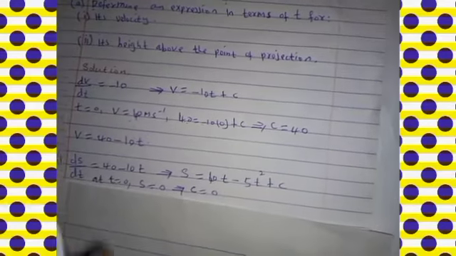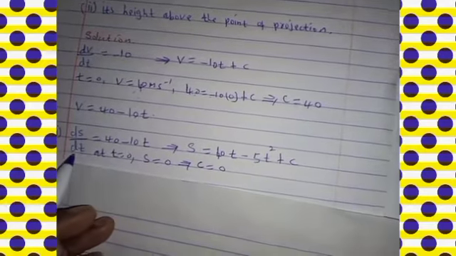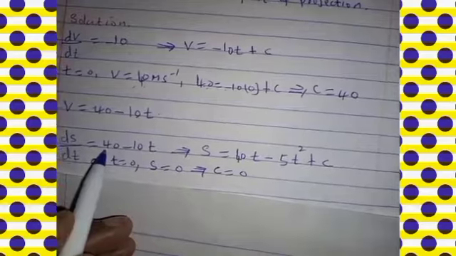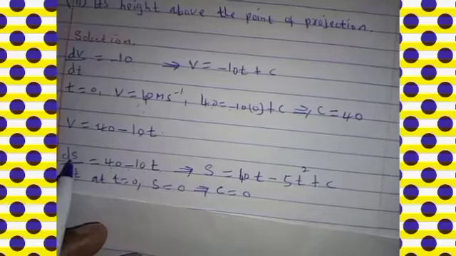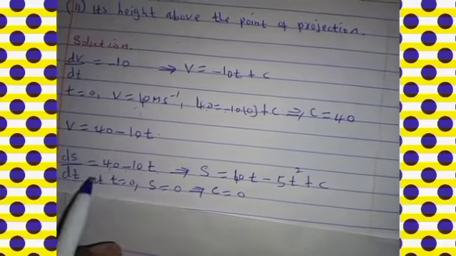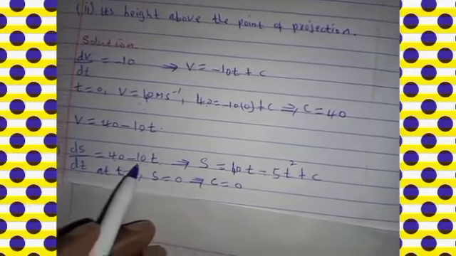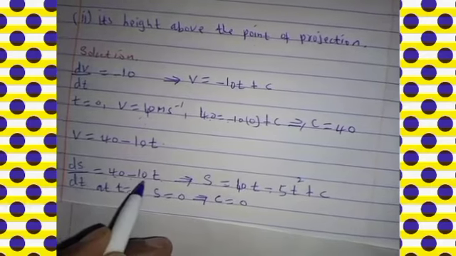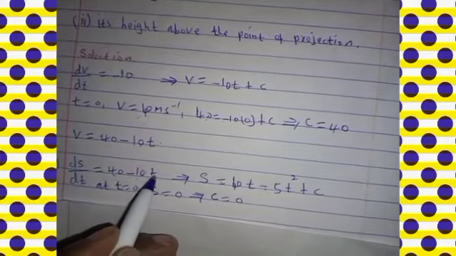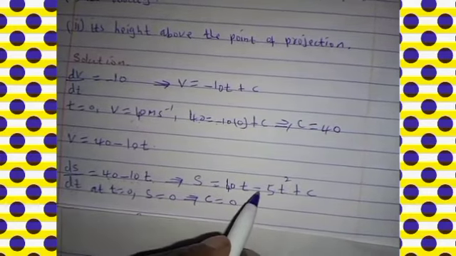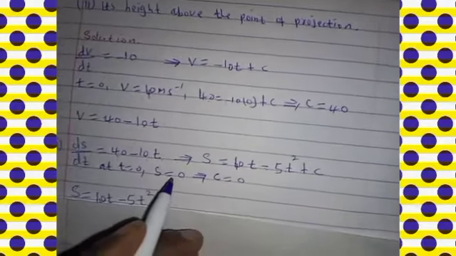Now, change of displacement with time is equal to our velocity, this one. ds over dt is equal to 40 minus 10t. So to get displacement, we integrate this equation with respect to t. And now we are going to have 40t minus, this is t squared divided by 2. So negative 10t squared divided by 2, we will get negative 5t squared plus c.